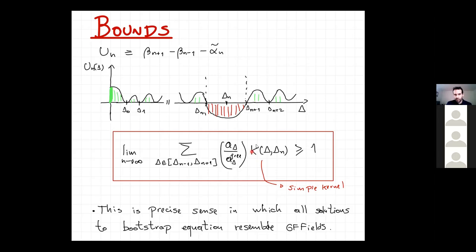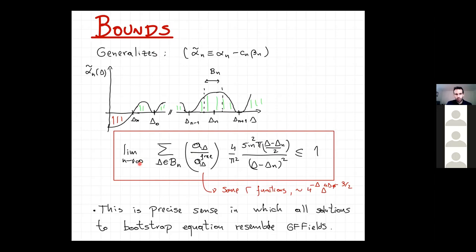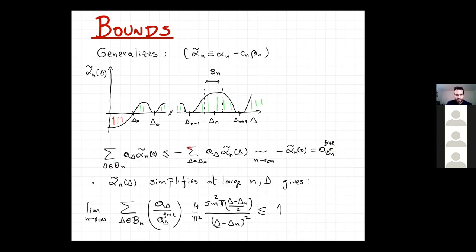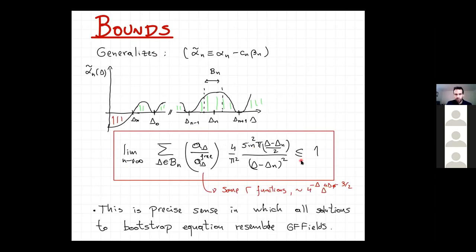So with these bounds, with these simple kernels, they hold only in this limit. For finite n, you could have some correction. It could be 1 plus something that's decaying as a power of n. So the exact rigorous statement is this one. It's just true. The reason why you need this large n limit is, first of all, because the functional actions simplify and become this, up to some power-law suppressed corrections.